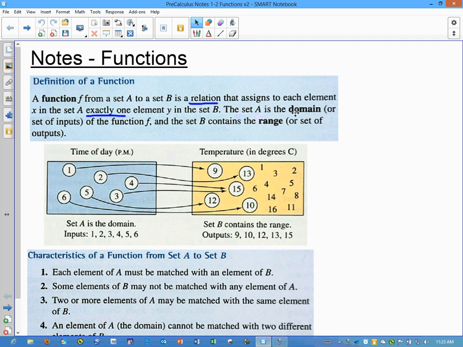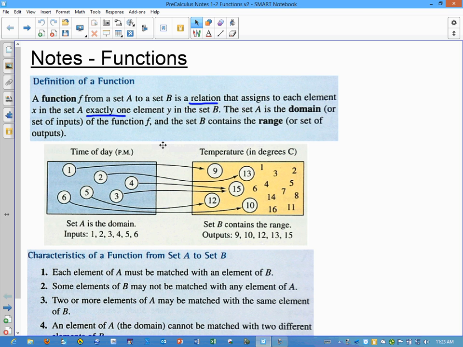The set A is the domain, or the set of all possible inputs of function f, and the set B contains the range, which is the set of all possible outputs. So the official definition can be restated a little more simply.